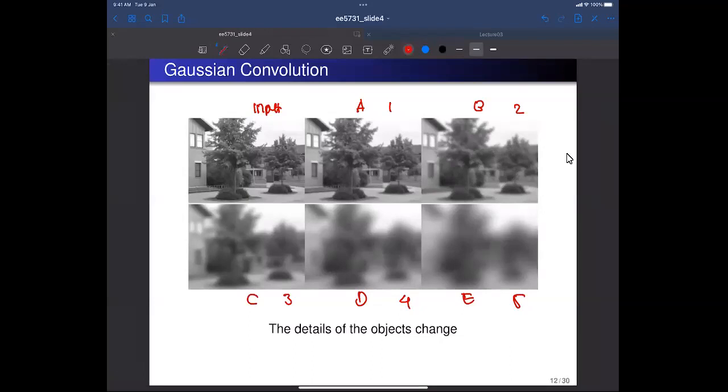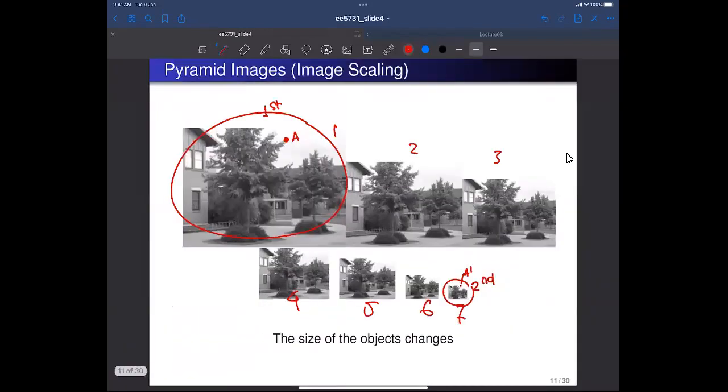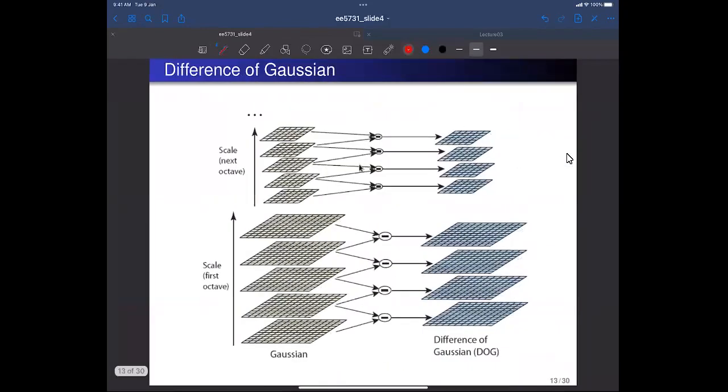So for each size, this is just one scale, you have 5 different kernels. So you have 5 different kernels A, B, C, D, E. Is it understandable? So here again is the same size.